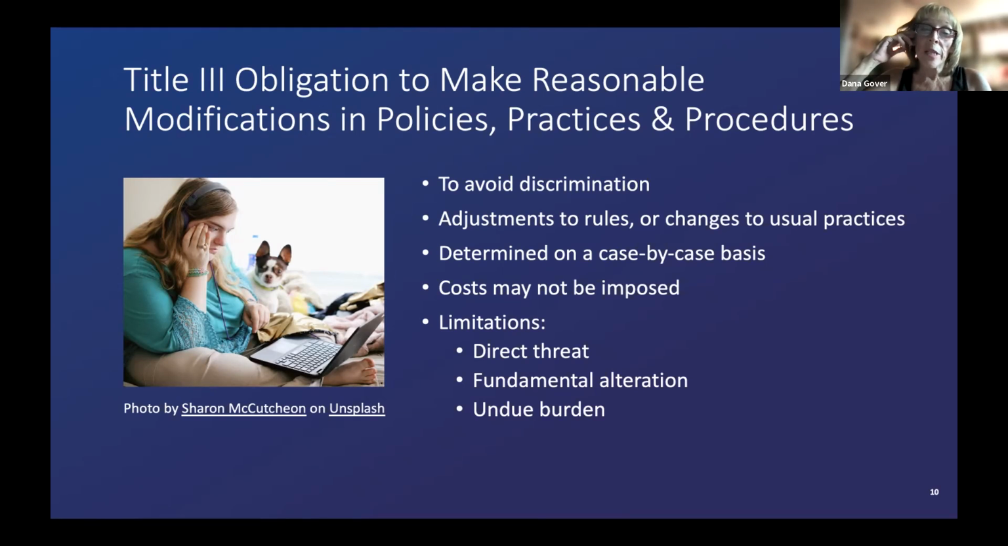There are some limitations. At times you do not have to provide certain types of accommodations if there is a direct threat, or if it's a fundamental alteration to your services, or if it's going to cause you an undue burden. But each one of those limitations is on a case-by-case basis. Contact me for more information on these topics. I've also included resources to help provide you more information.